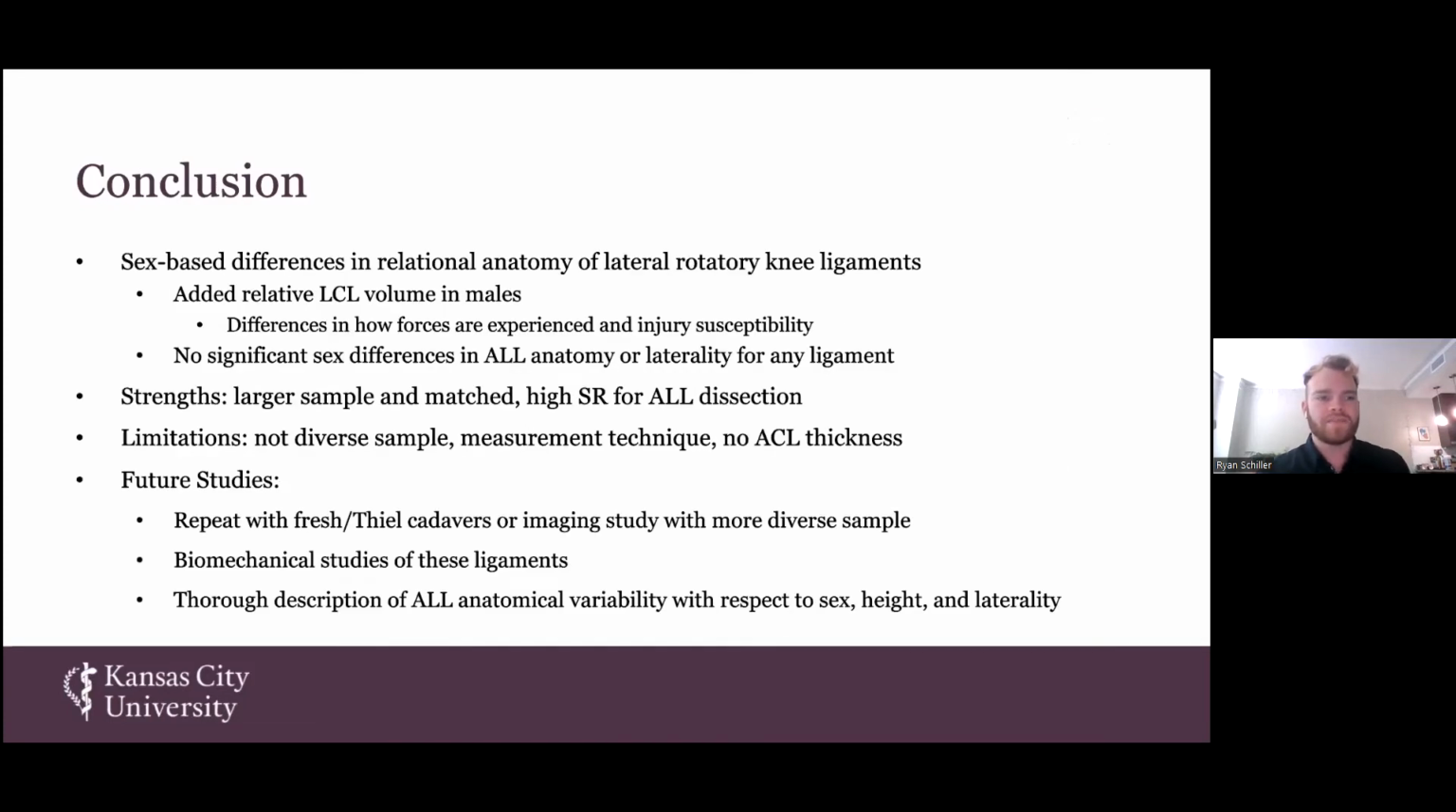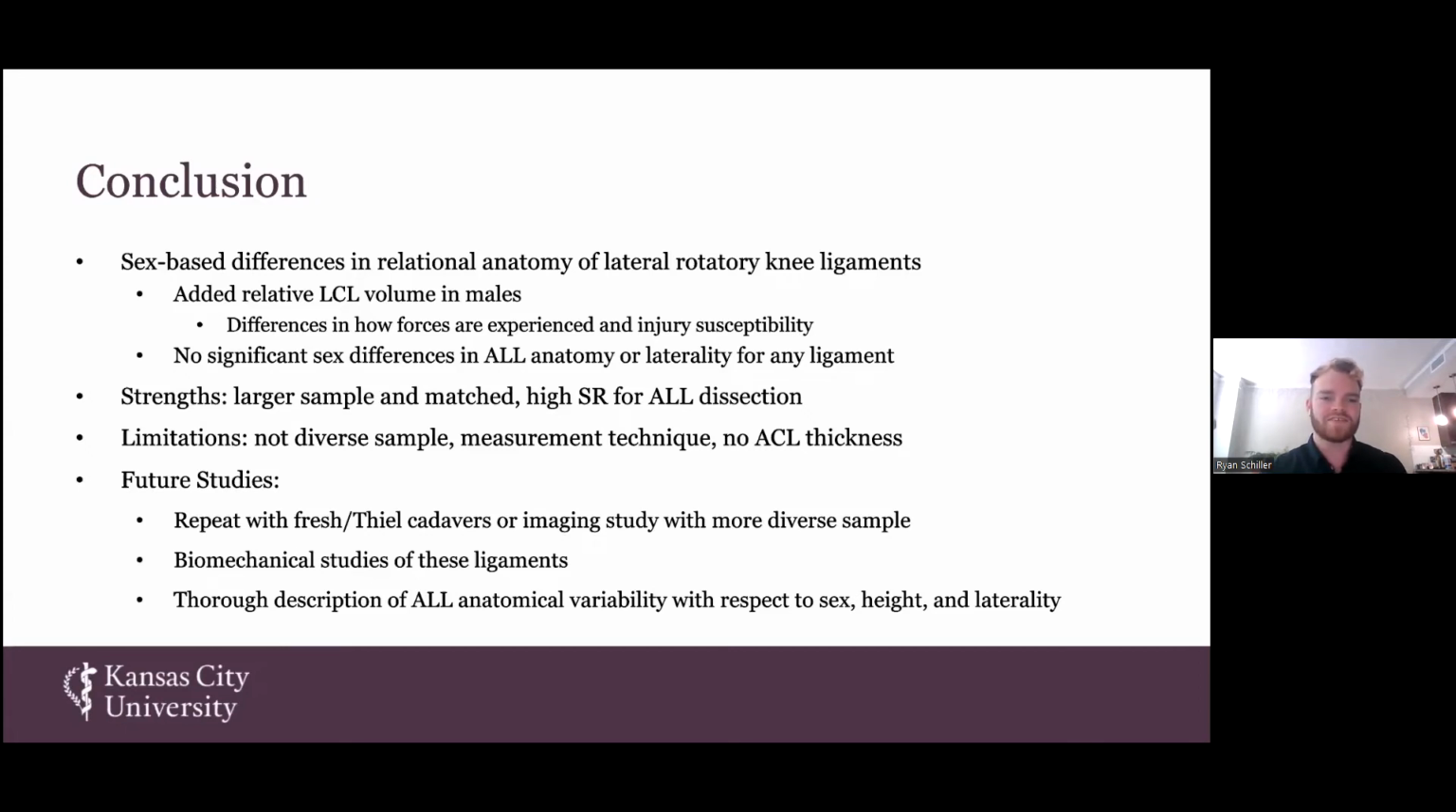So in conclusion, these sex-based differences in the relational anatomy of these lateral rotatory knee ligaments, and namely that added relative LCL volume for men, may help explain the sex differences we see in injury susceptibility and post-surgery instability of the knee joint. Some strengths of this study included having a larger sample that was also matched for right and left, as well as the high success rate that we had for finding the anterolateral ligament during our dissection.